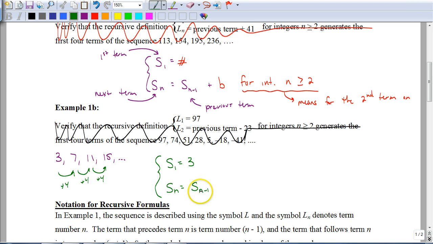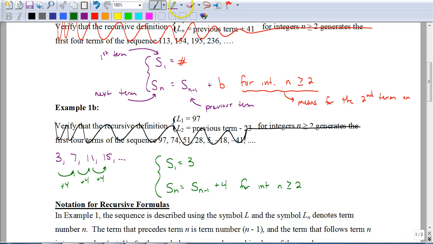So then we would take the previous term and add 4, and we would say for integers where n is greater than or equal to 2. Now sometimes people will change this up, and they'll accidentally write down, well, the previous term is 3, so I don't want to write S sub n minus 1, I'm just going to put a 3 here. Well, the problem with that is that only gives you the second term in the sequence.